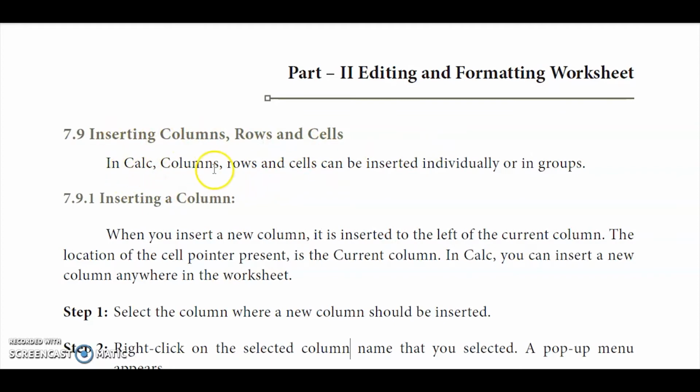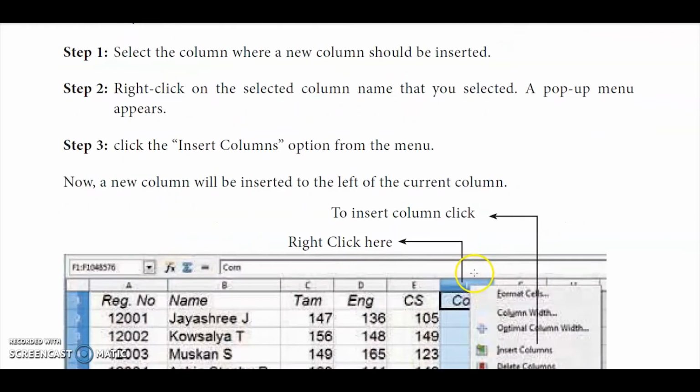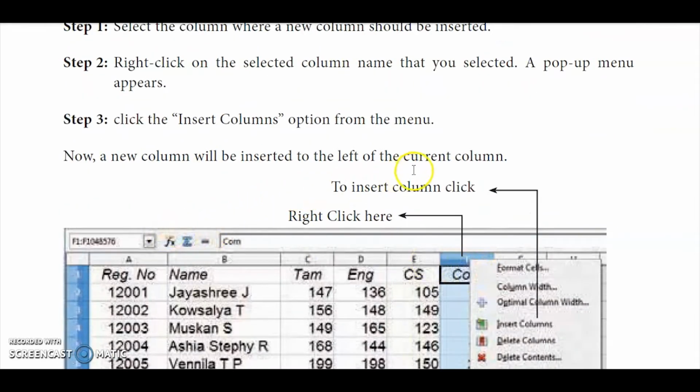In Calc, columns, rows and cells can be inserted individually or in groups. First we will see inserting a column. What are the steps for performing it? Select the column where a new column should be inserted. Right click on the selected column name. A pop-up menu appears. Click the Insert option from the menu. Now a new column will be inserted to the left of the current column.